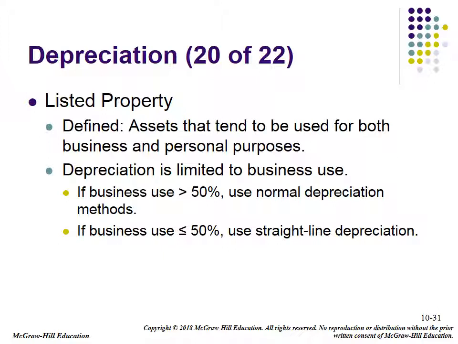If the asset is used more than 50% in business, you can calculate depreciation normally, but you can only take the percentage used for business. So if you calculate $3,000 in depreciation, you can take all $3,000 if it's 100% business use. But if it's only 70% business use, you're only allowed to take $2,100, or 70% of the $3,000. If the business use for this type of asset goes below or equal to 50%, you must use straight line depreciation to calculate depreciation expense for these assets.